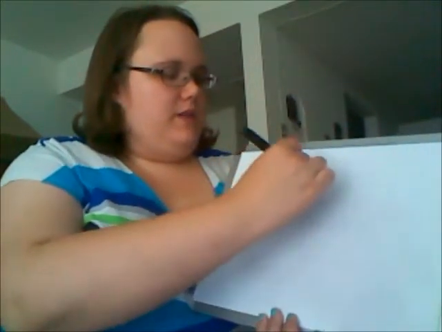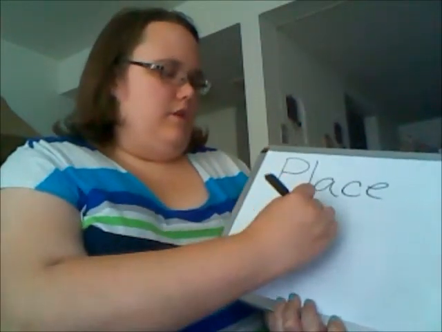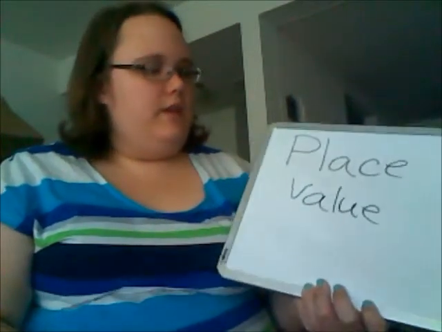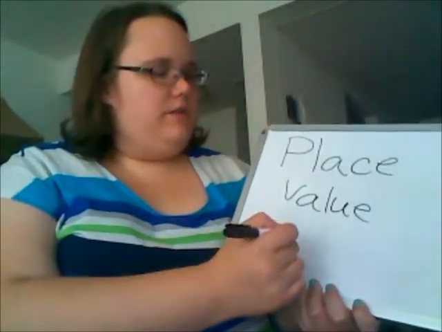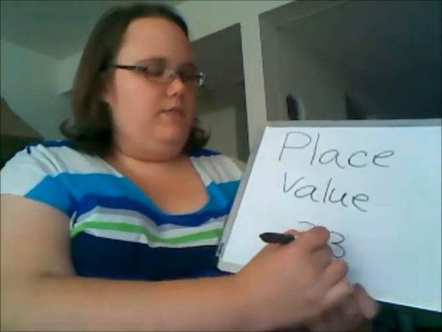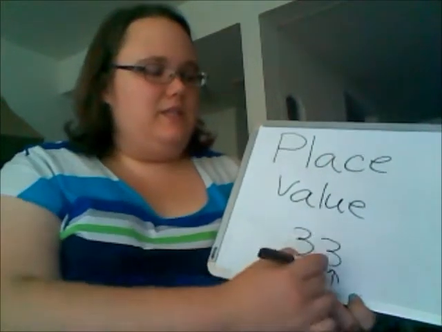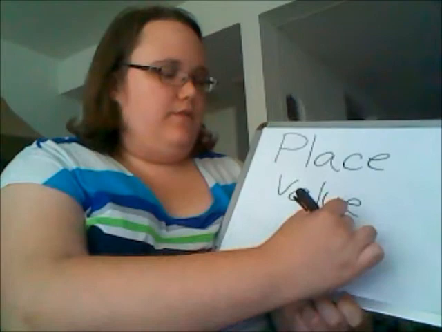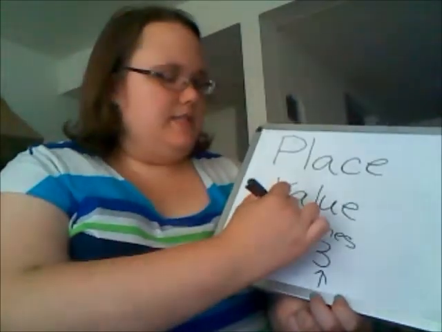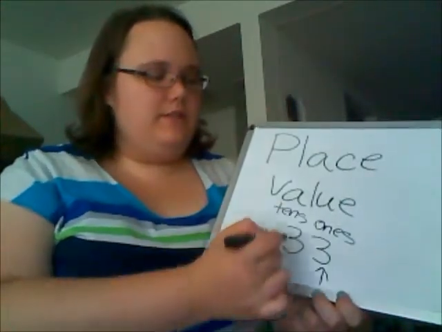We talked about something called place value in our last video. So let's review that. If we had a number like 33, then this number right here, where the arrow is, would tell me that this is the ones place. So I have 3 ones, and then this one right here would be my tens. So I have 3 tens. So this is our 1 spot and this is our 10 spot.